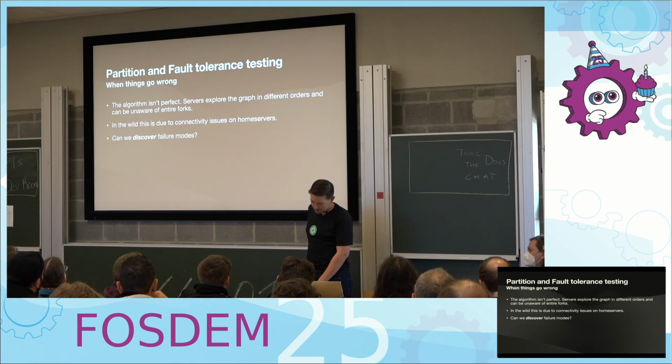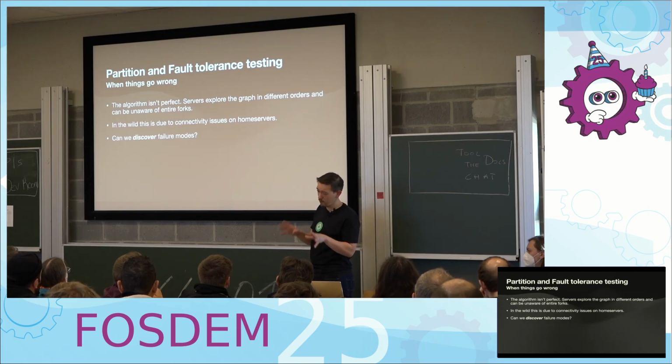So the state resolution algorithm is not infallible. It isn't perfect. There are cases where it behaves in ways we do not expect it to behave. And part of this, well, most of this, is down to the fact that servers are walking this graph in different ways and therefore processing events in different orders. And this is due to connectivity issues predominantly.